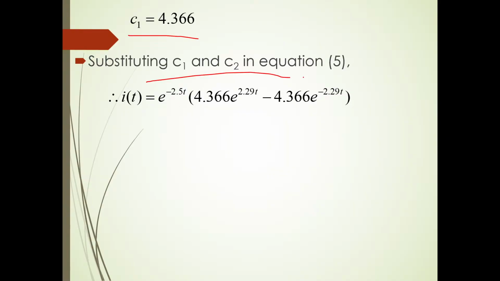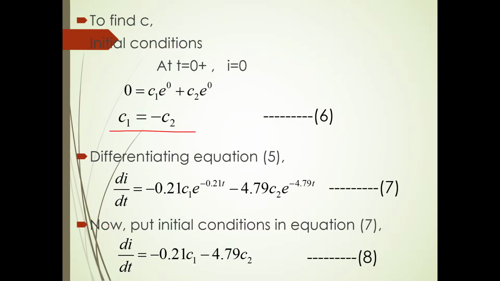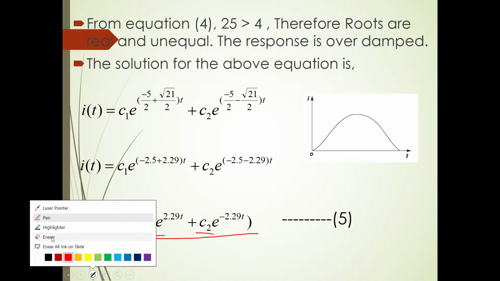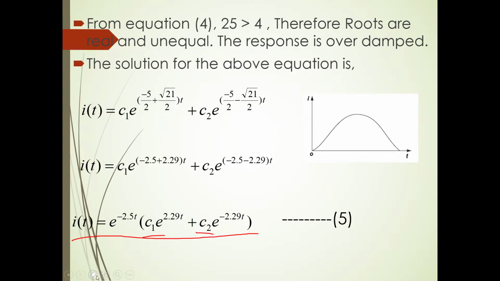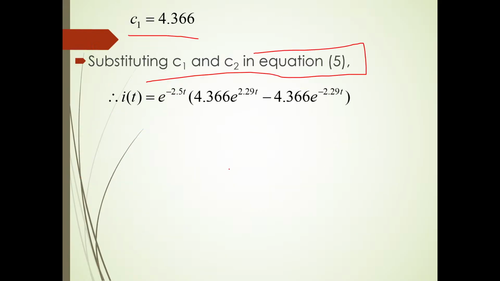Now substitute C1 and C2 in our equation 5. Equation 5 is the response equation. What is i of t? This is our response, isn't it? In this response, we have to determine C1 and C2. By substituting initial conditions, we have determined C1 and C2. Now substitute the C1 and C2 values in equation 5. So what is our response now?